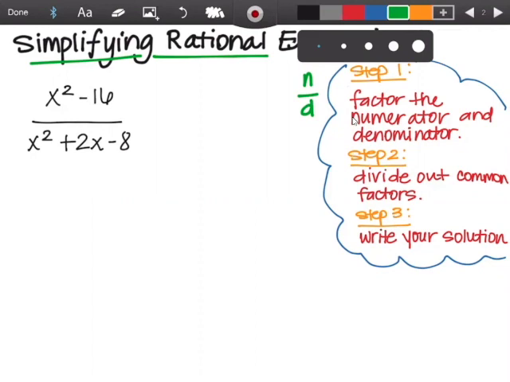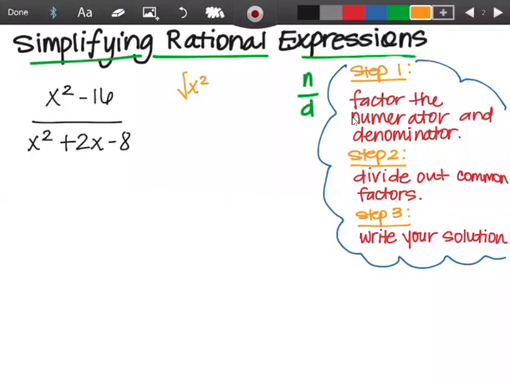So we have x squared minus 16 over x squared plus 2x minus 8. With that being said, let's go ahead and factor out the numerator first. And remember, the numerator appears to be a perfect square. So we could easily say the square root of x squared equals x. So we know that we're going to have x times x. That's how we got x squared, right?